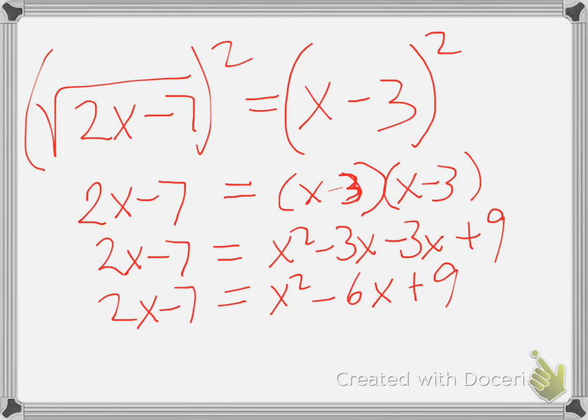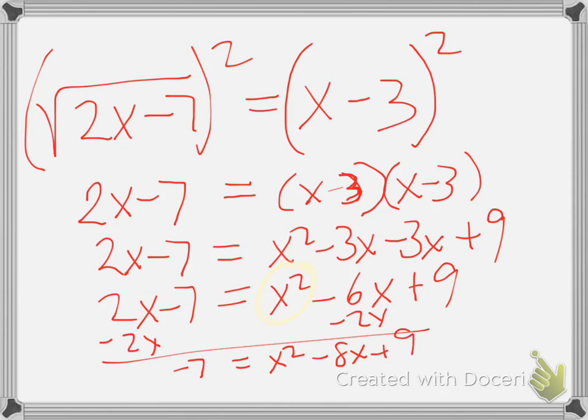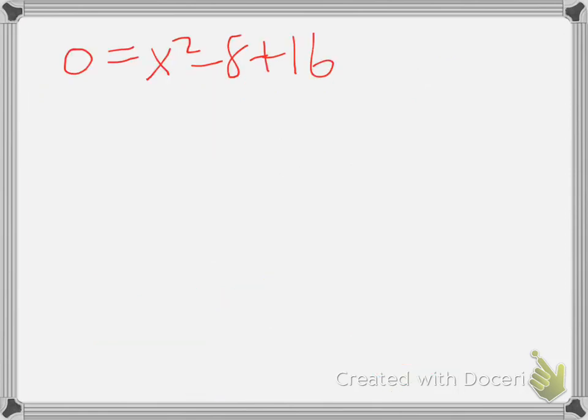Since there's an exponent, that means you've got to solve for 0 and then factor it. That only happens when there's an exponent. So when there's an exponent, there is a large chance there's going to be two answers. So I'm going to pull the 2x over, and I'm going to get negative 7 equals x squared minus 8x plus 9. I'm going to add 7 to each side. Okay, so I pulled everything over to the right.